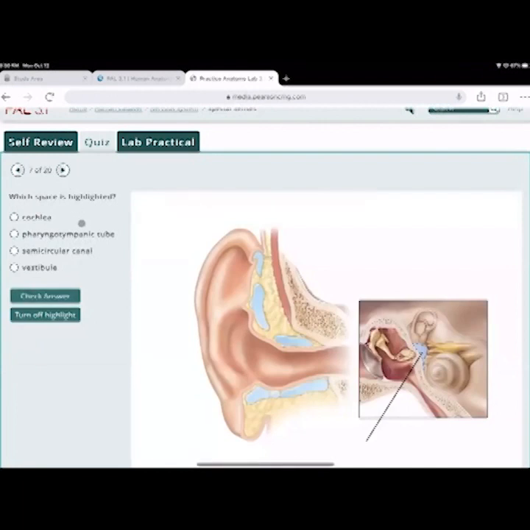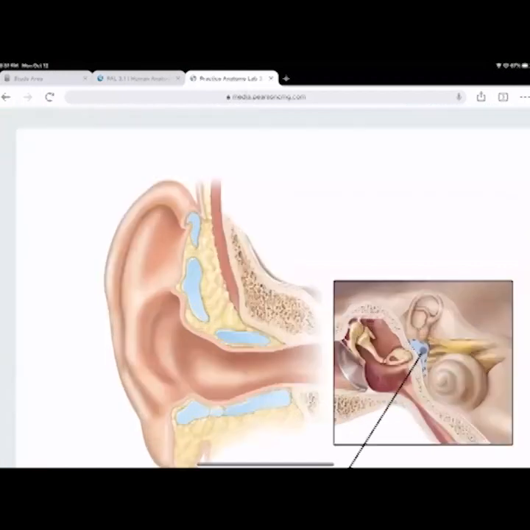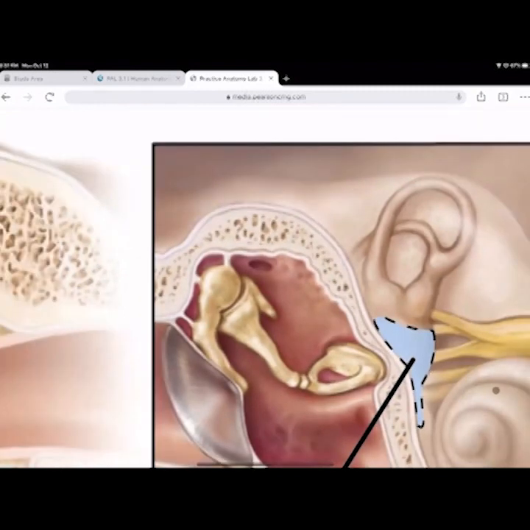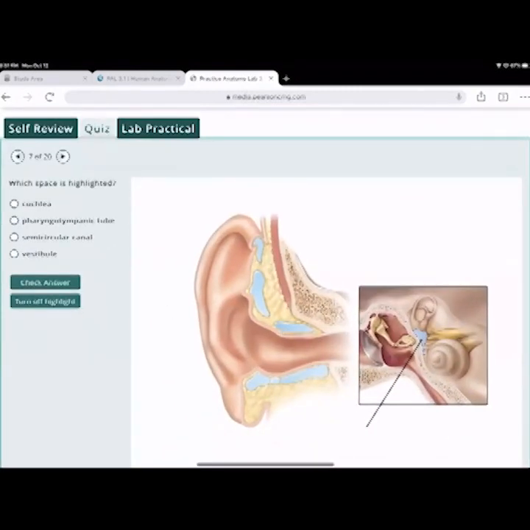And what space is highlighted? Where's the highlighted space? Oh, it's this one right over here. It's just behind where the stapes hits it. What space is that? Again, that's the vestibule. We haven't really gone over those in class, but we will.